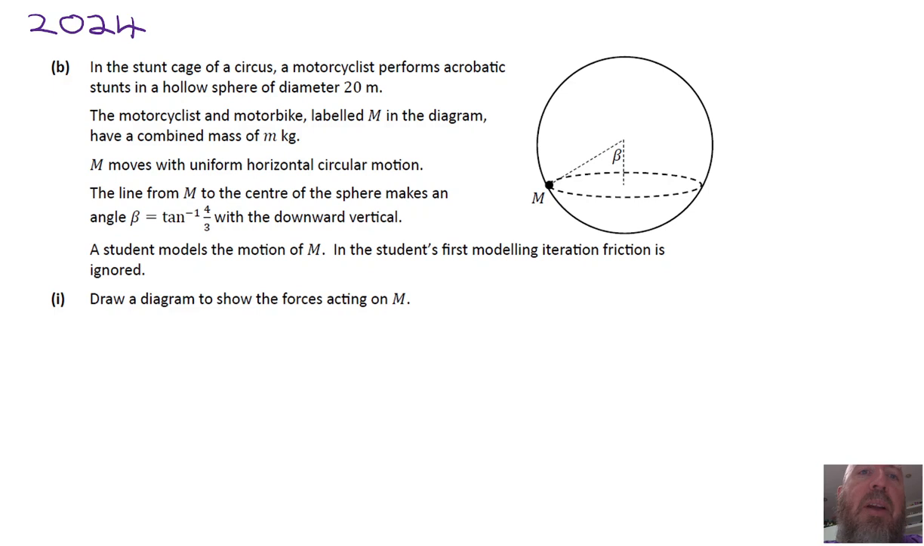Motorcyclist and motorbike labeled M have combined mass of M. M moves with uniform horizontal circular motion. Excellent. So we've got some horizontal stuff, where that means our up forces have to equal our down forces, which gives us something to work with. The line from M to the center of the sphere makes an angle beta. Beta is tan inverse of 4/3 with the downward vertical.